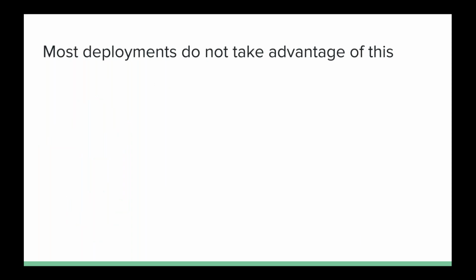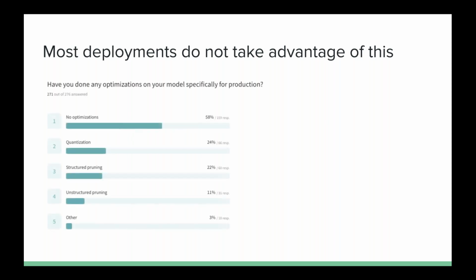And one big thing to note is that a lot of deployments currently are not taking advantage of this fact. We did a survey here at Neural Magic, and one of the questions was, have you done any optimizations on your model specifically for production? 58% of the 271 that answered this question said they weren't doing any optimizations. 24% mentioned that they were doing quantization, 22% said they were doing structured pruning, and then 11% said they were doing unstructured pruning. So the majority of people are actually not doing any optimizations to their models in production.